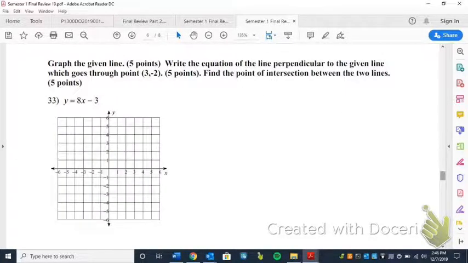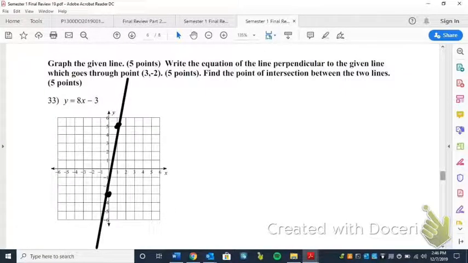Okay, so graph the given line, 5 points. It's in slope-intercept format, so we plot the intercept, -3. Our slope is 8, which is up 8 over 1. Boom, boom, 5 points on the final.